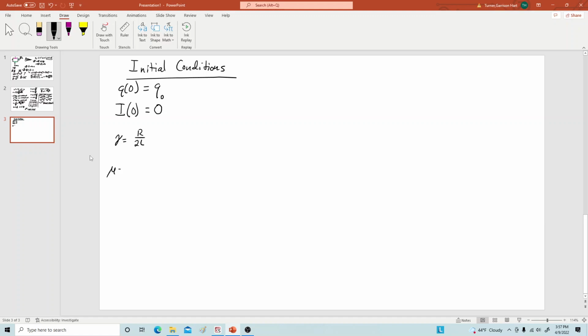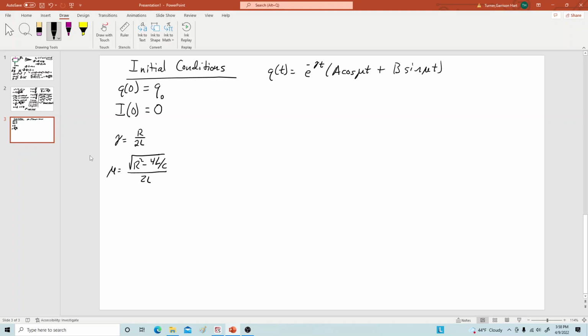And so, with that in mind, and remembering what gamma and mu are, gamma was R over 2L, and mu is equal to the square root of R squared minus 4L over C, over 2L, right? So our solution was Q of t equal to e to the negative gamma t times A cosine mu t plus B sine mu t, right?